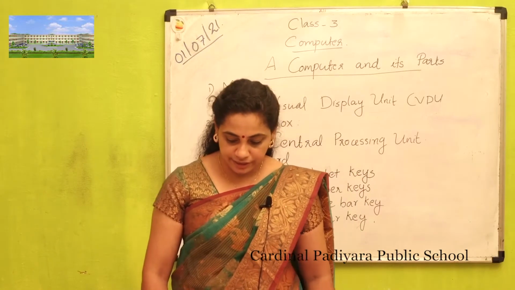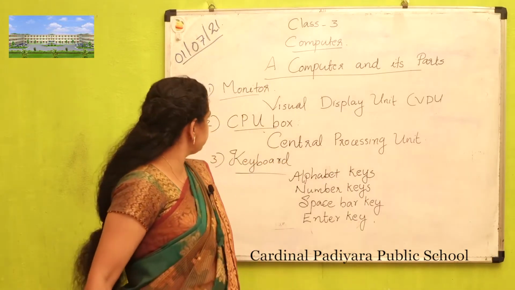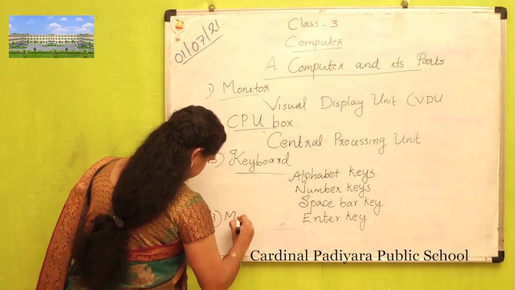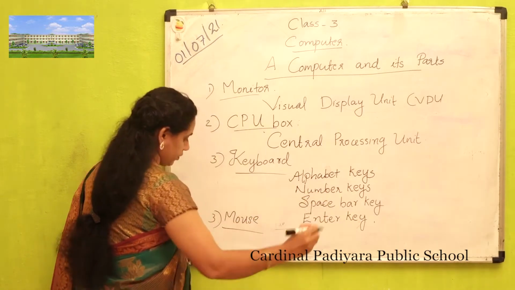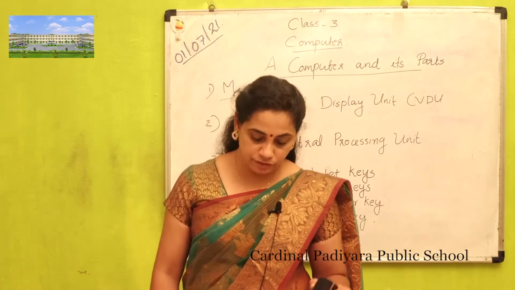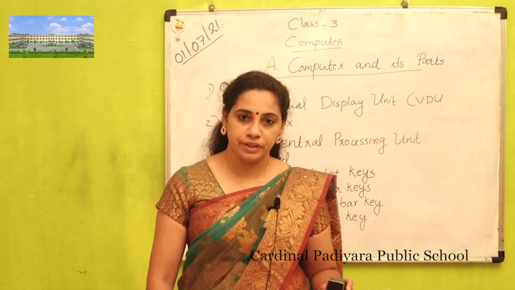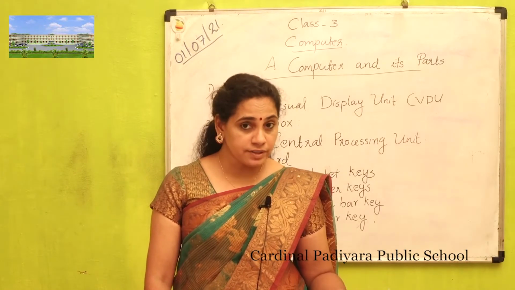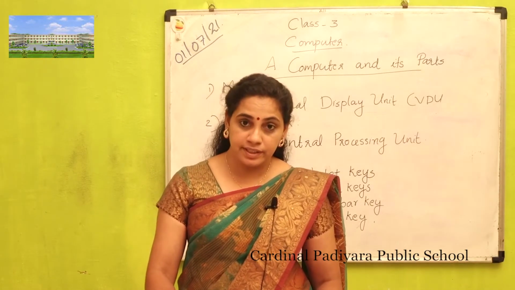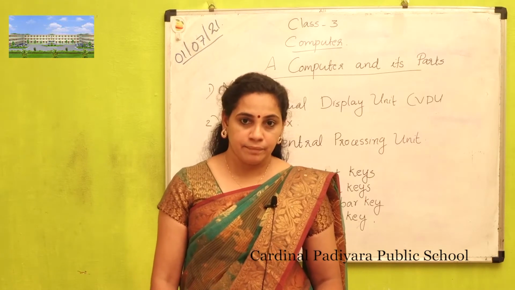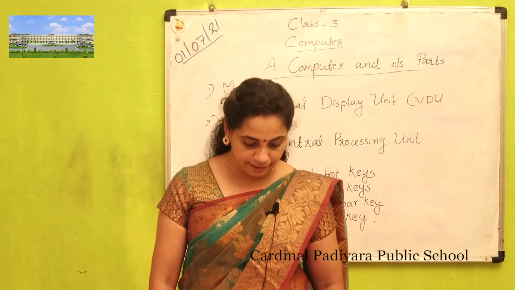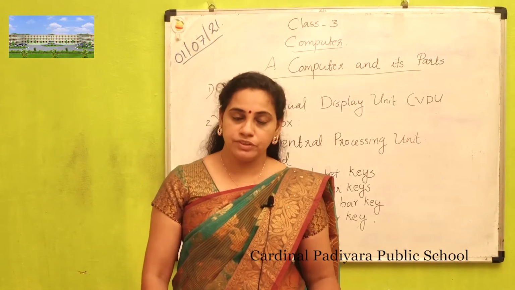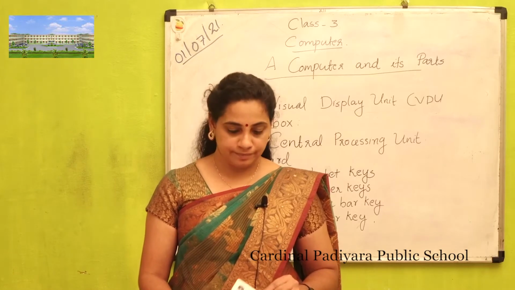And next one, mouse. The mouse is a pointing device. It is used to point at objects on the computer monitor. There are two or three buttons on a mouse, and pressing the mouse button is called clicking.